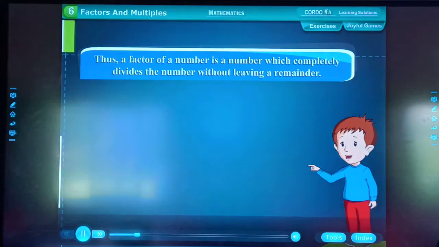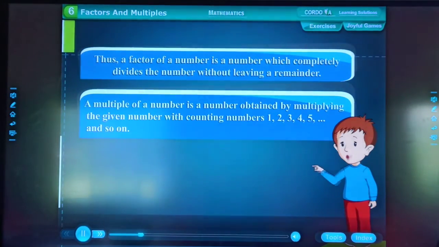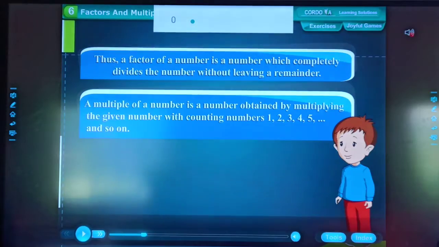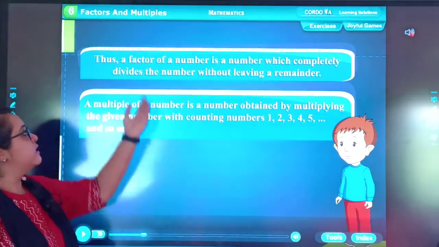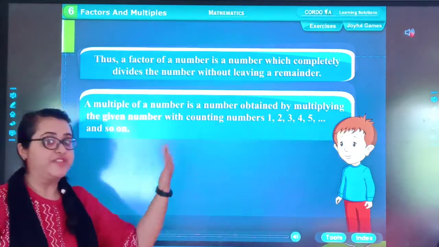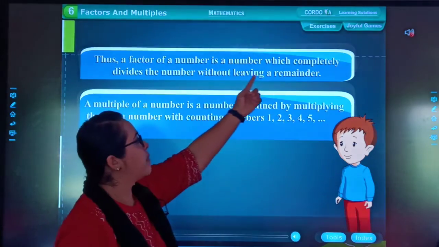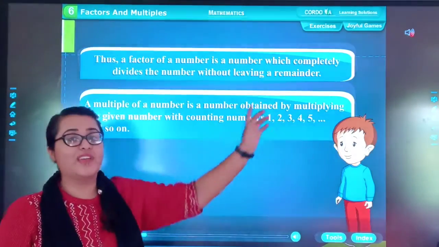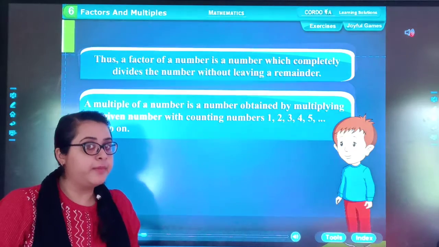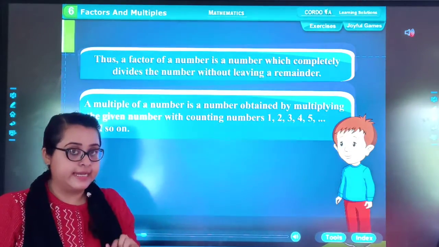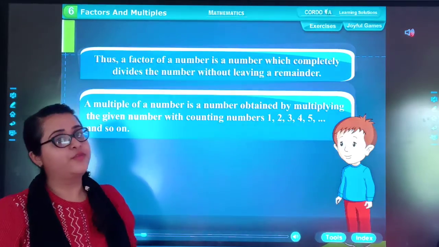Thus, a factor of a number is a number which completely divides the number without leaving a remainder. A multiple of a number is a number obtained by multiplying the given number with counting numbers 1, 2, 3. So students, here is a proper definition. This is a factor and this is a multiple which we discussed just now. When I divide any number, the remainder is 0. Then, that number will be the factor.